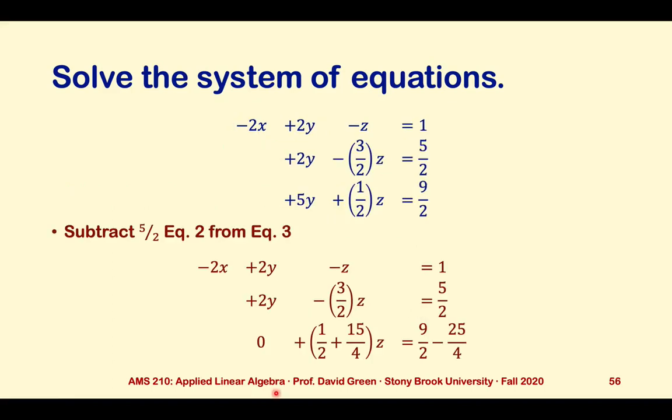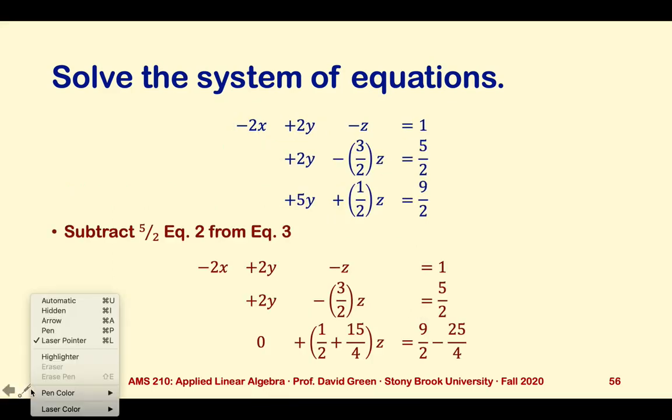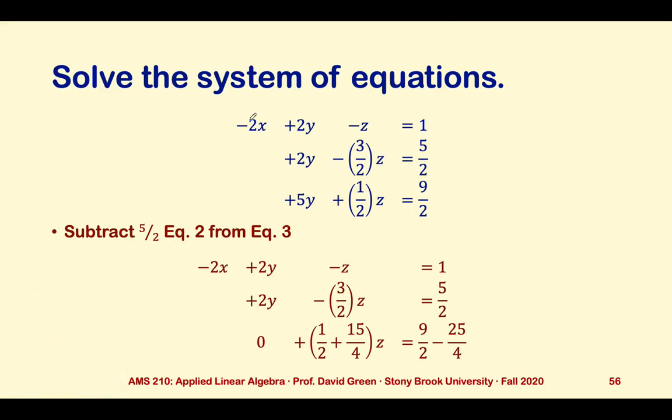We have now successfully eliminated the entire first column with the exception of this first variable. There is nothing below this first pivot. We now move down to the next row, over to the next column, and put our attention at the next possible pivot. We want to use this entry of 2y to eliminate the entry below.